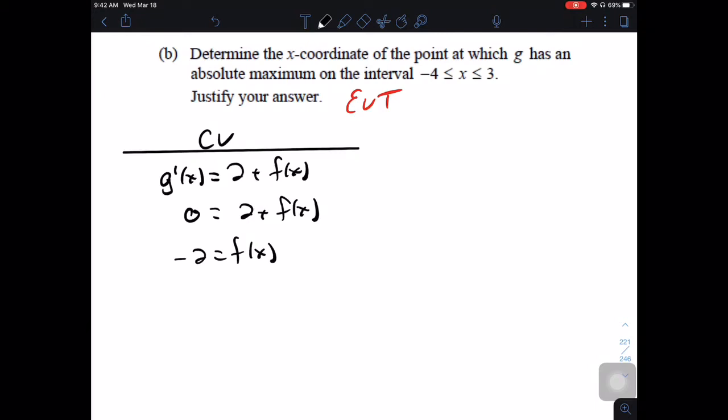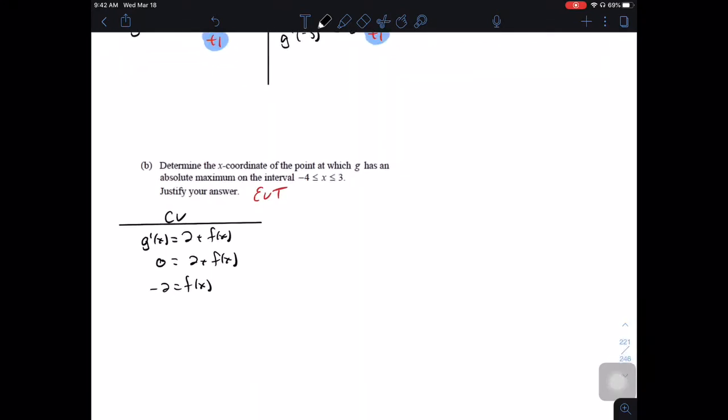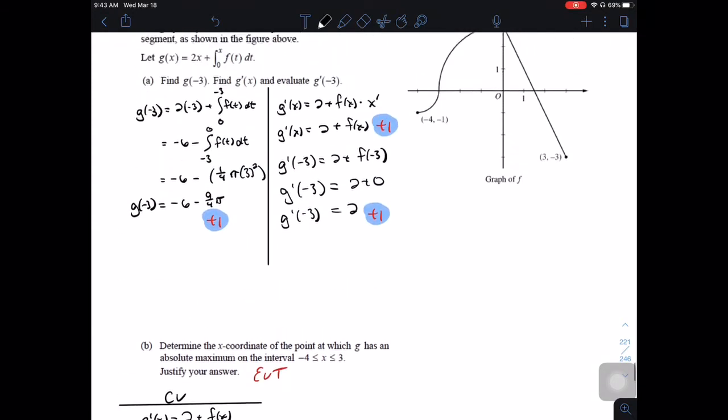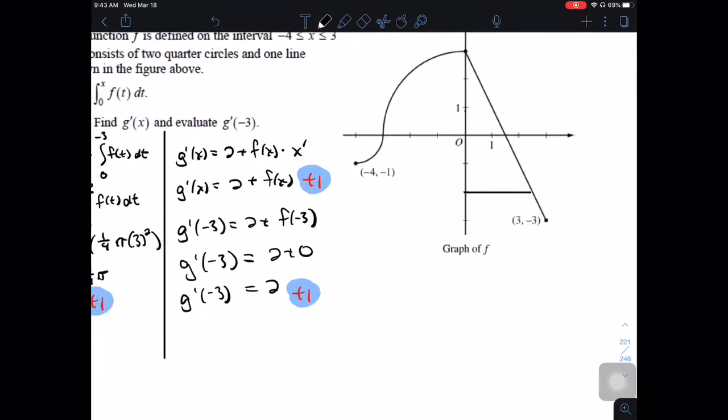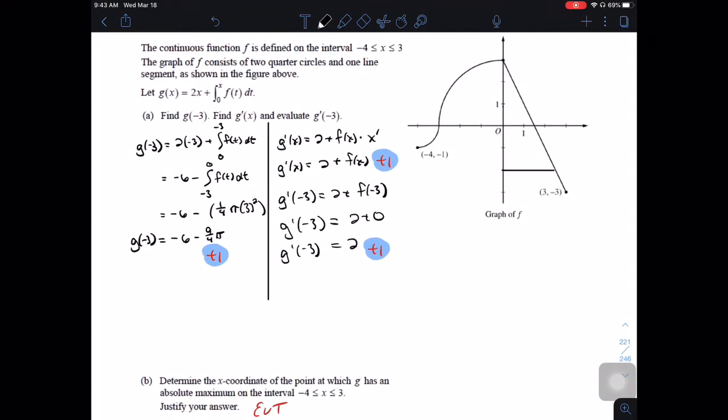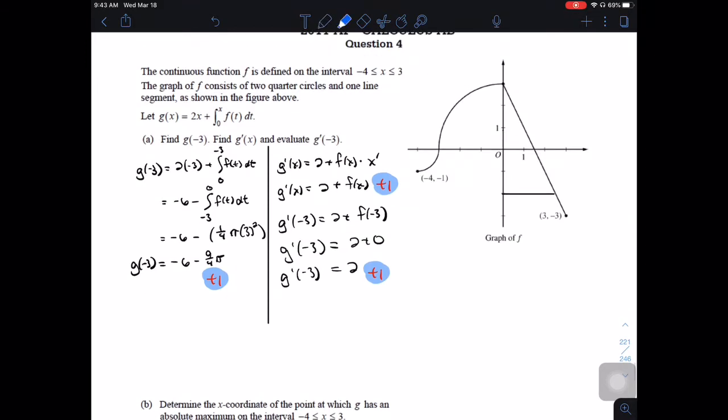Well, when on our graph is f of x equal to -2? Let's look at it. Negative 2 is here. So at negative 2, f of x is going to be this line right here.